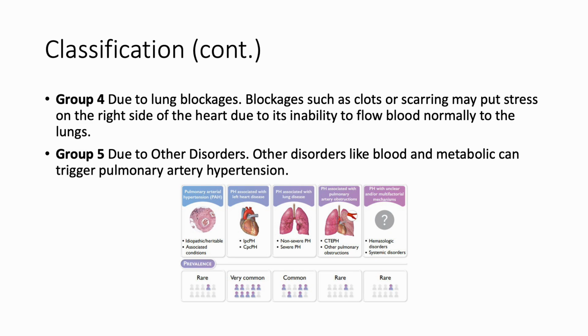Group 4 is a little bit more rare due to lung blockages. Blockages such as clots or scarring can stress the right side of the heart and cause blood flow to be disrupted to the lungs. Group 5, also pretty rare, is due to other disorders, typically hematological or systemic, and can cause that pulmonary artery hypertension as well.